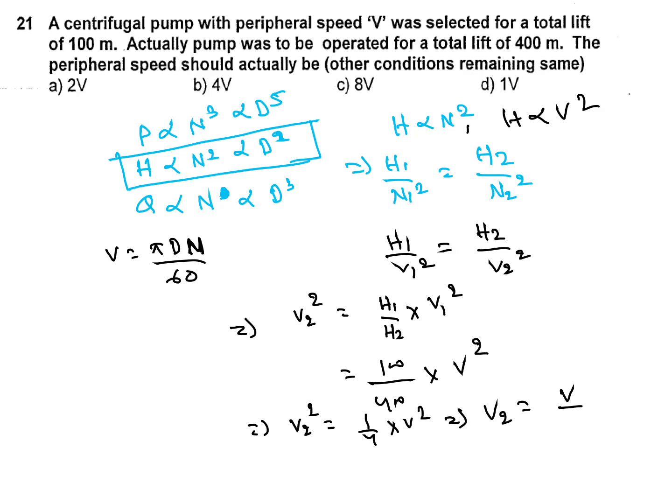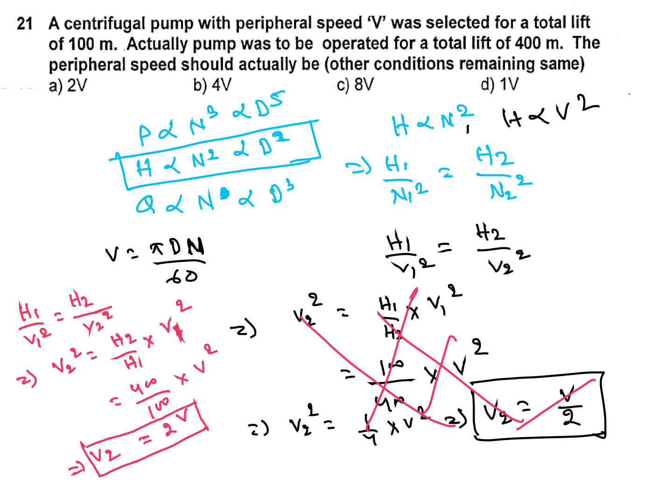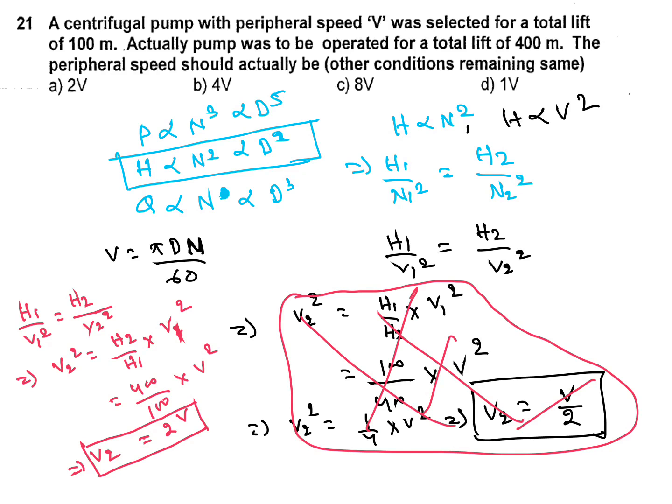I made one mistake here, so again I am doing it. h1 by v1 square equal to h2 by v2 square. v2 square is h2 by h1 into v1 square. v1 already given, initial speed is v. So from here we will get v2 equal to 2v. From the options, A is our answer.